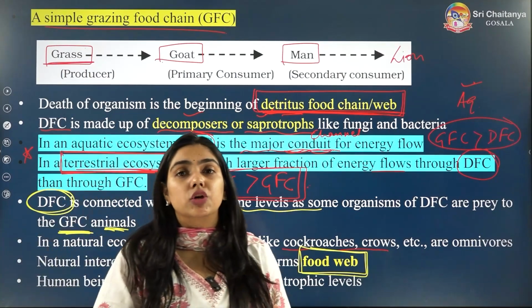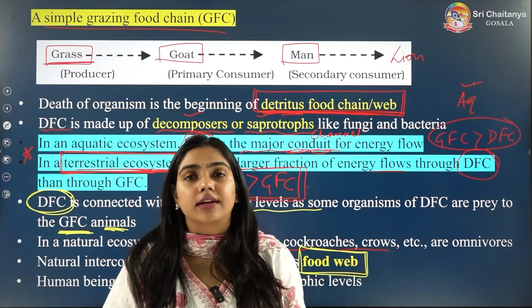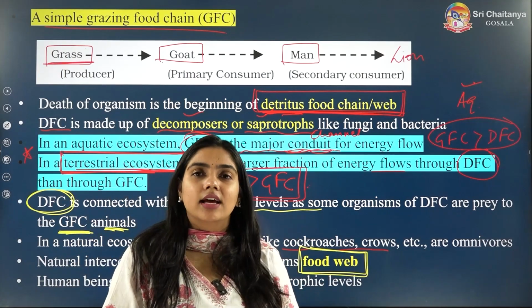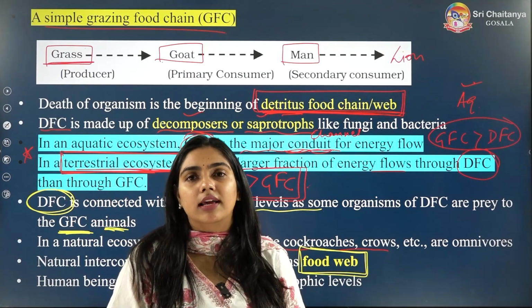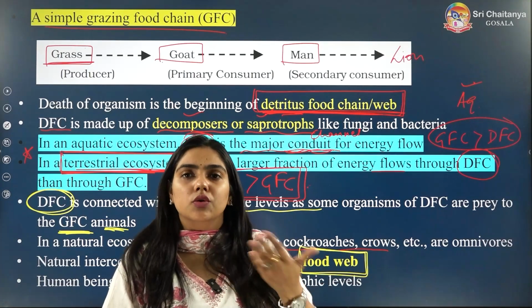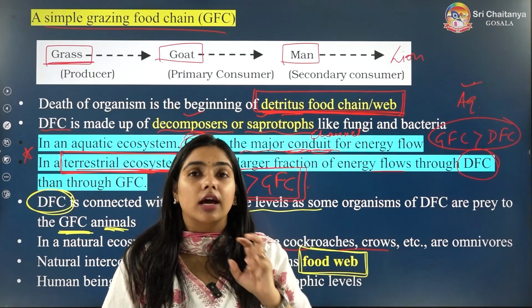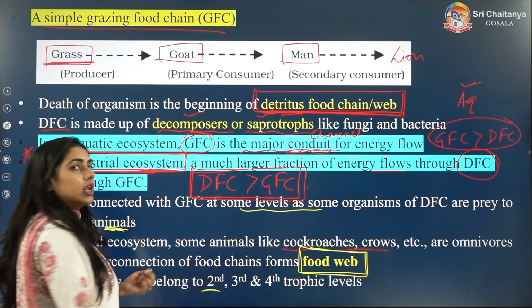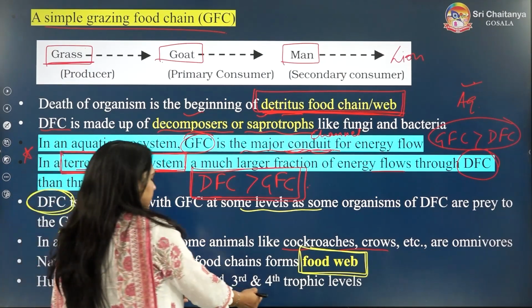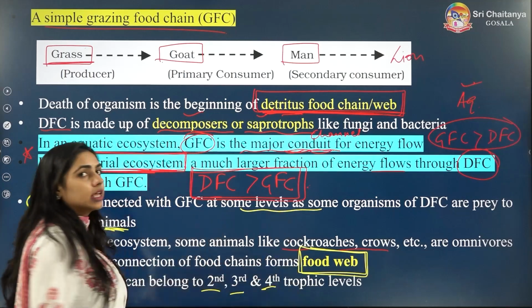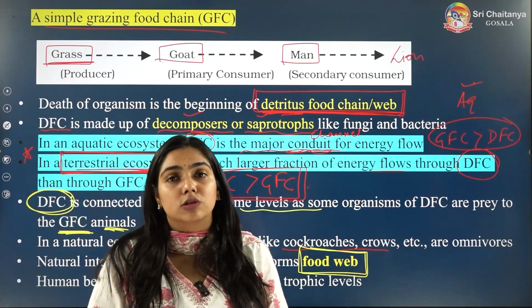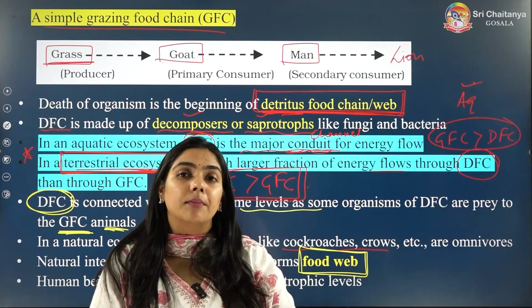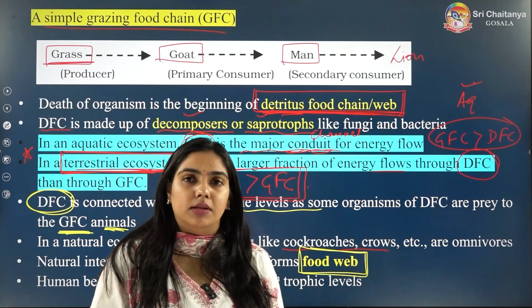If somebody asks you about humans, how would you categorize them? Humans are omnivores, right? They are not only vegetarian or non-vegetarian; mostly they are both. So they can come at the second trophic level, some of them at the third trophic level, and at the fourth trophic level also. In different food chains, humans can come at different trophic levels.